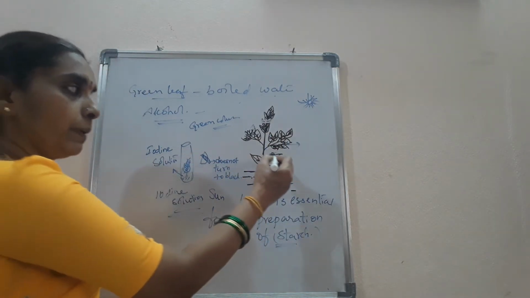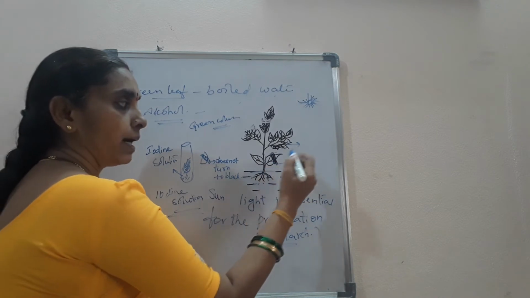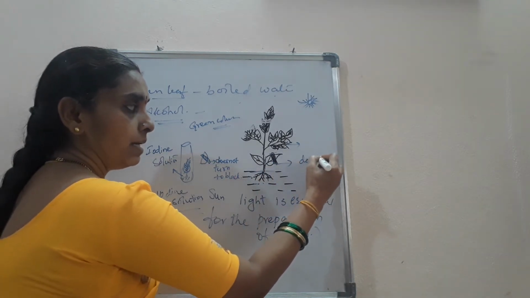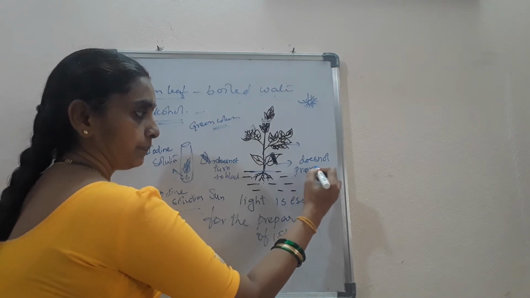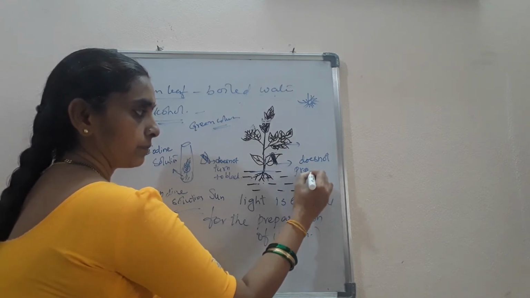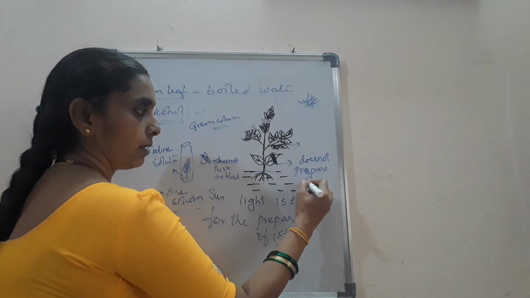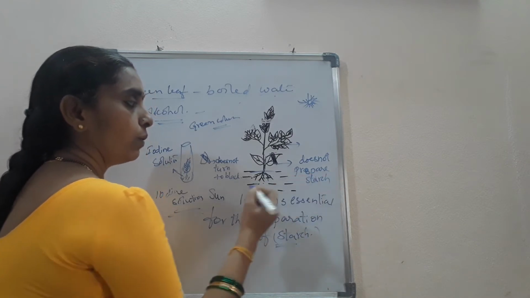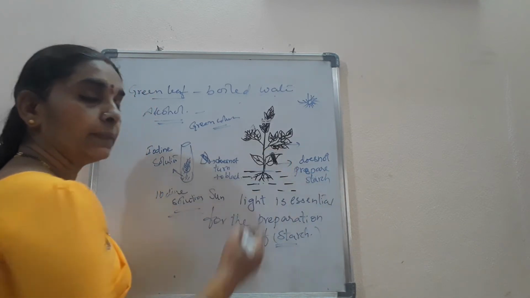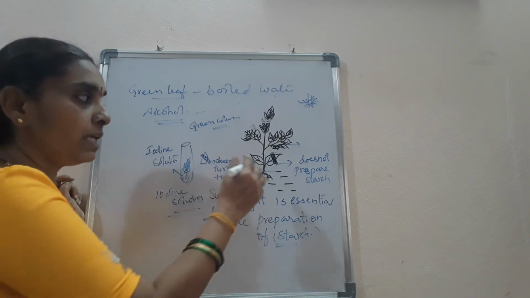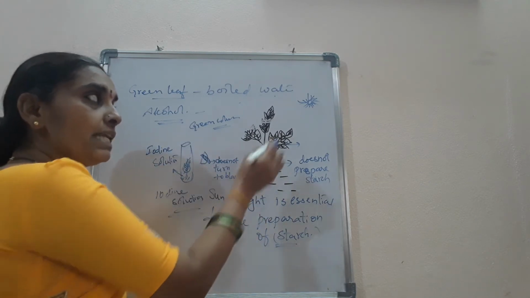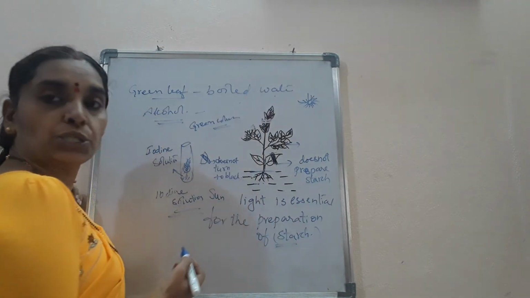So it does not prepare starch. The plant does not prepare starch in this part. So the part where the black paper is covered over the leaf does not prepare starch, which proves that plants need sunlight for the preparation of starch.